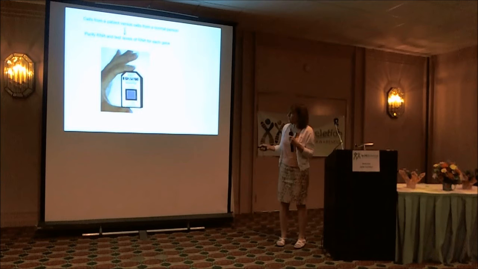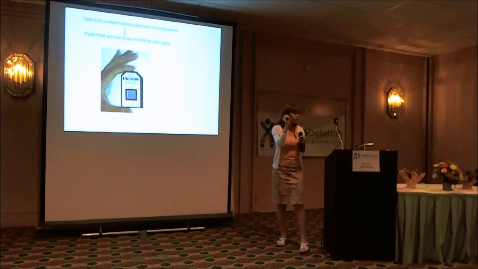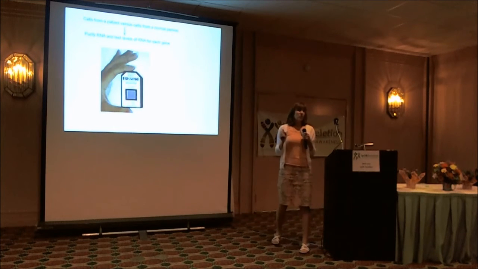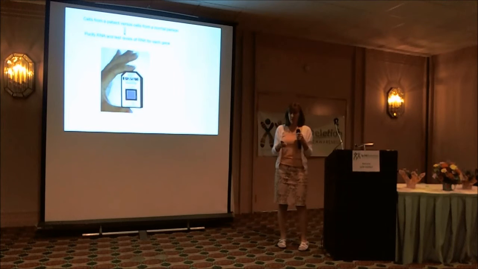And in these gene chips, you can't see it. It looks just like a blue square, but there are thousands and thousands of little probes there that could detect either RNA or DNA level changes.